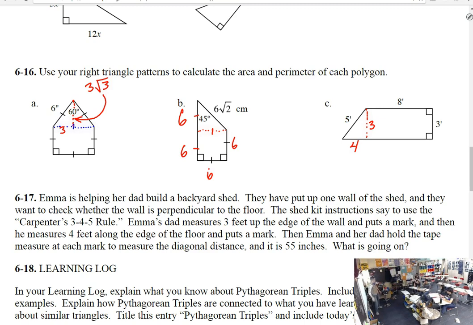SAT and ACT, is anyone taking the pre-SAT this year? Yeah. So on there, look at those problems really critically. They love to throw those little like, oh, you think it's a 3, 4, 5, and it might be, but it might not be.